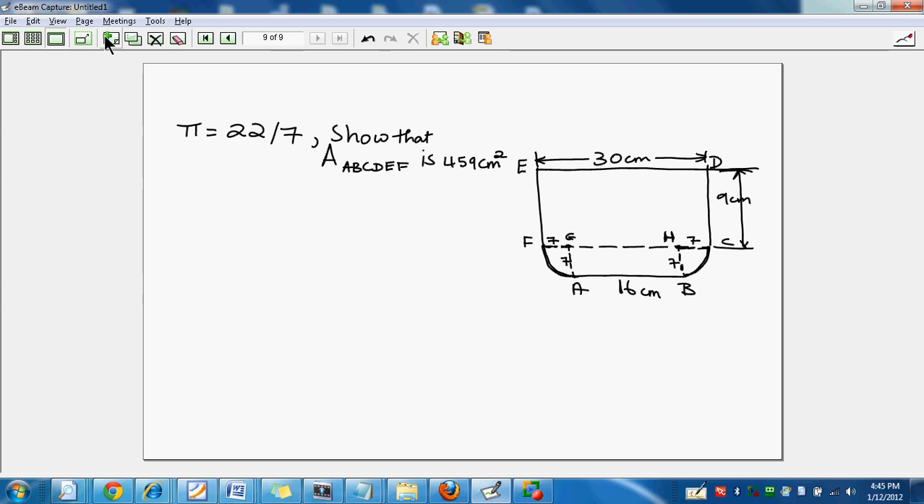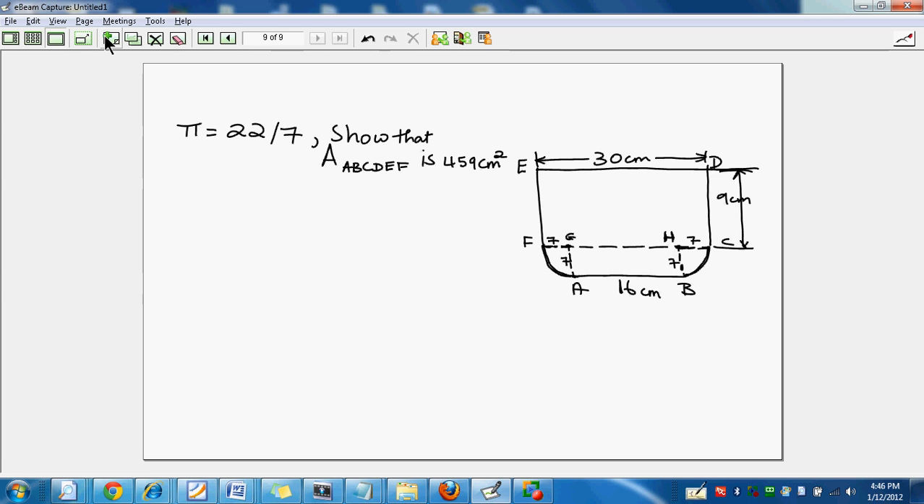Okay, so let's look at the first part. They say taking pi as 22/7, show that the area of ABCDEF is 459. So the first thing we'll do is go about finding the areas of all the different shapes in here. The first and easiest shape, of course, will be a rectangle, any one of the two rectangles there.